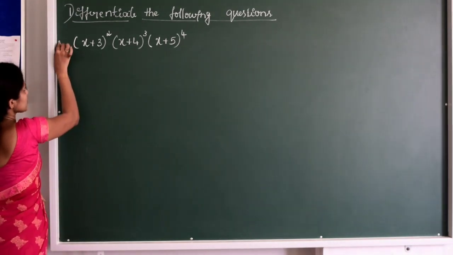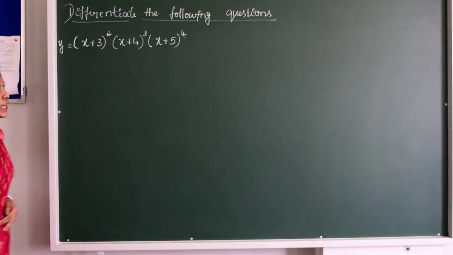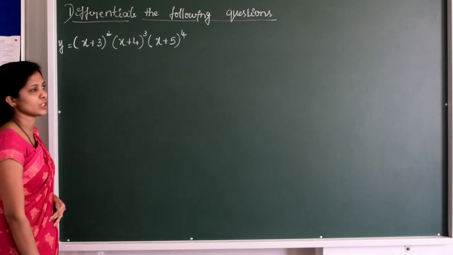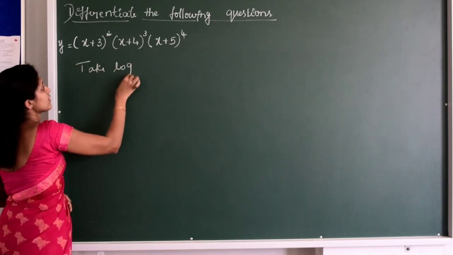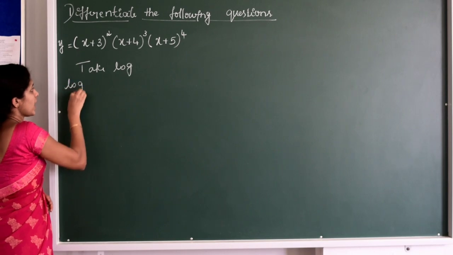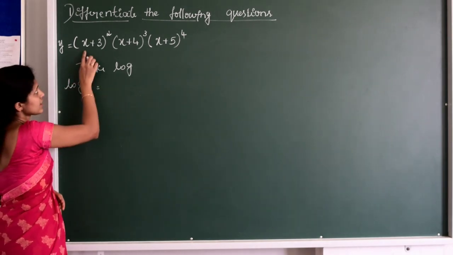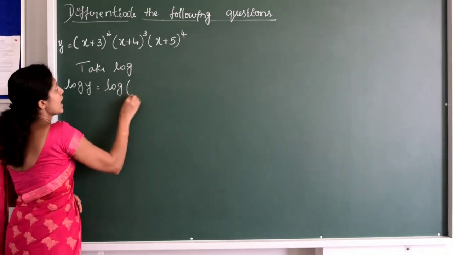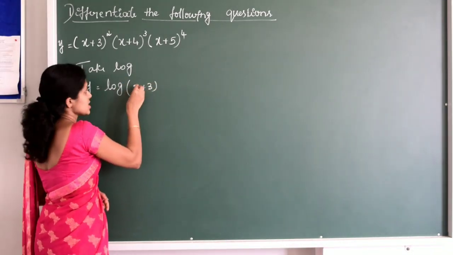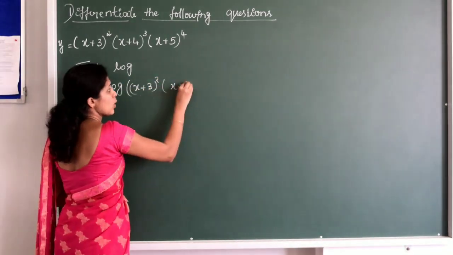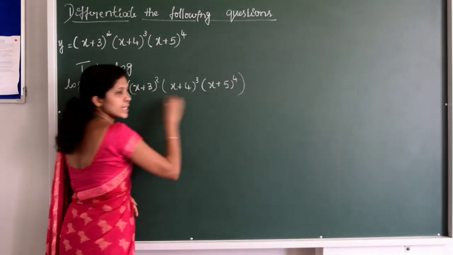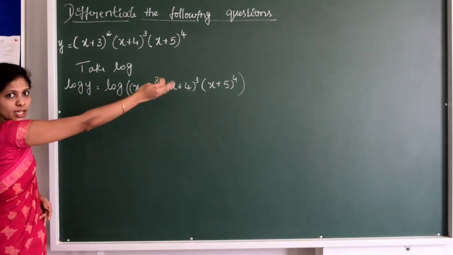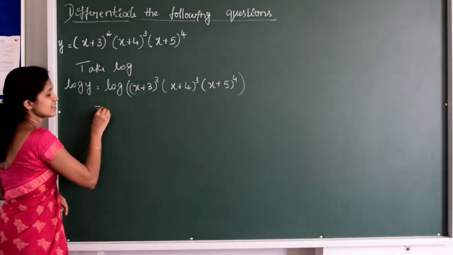Okay, first what you have to do is direct calculation here. y is equal to (x plus 3) whole square into (x plus 4) whole cube into (x plus 5) whole to the power 4. Now we will take log on both sides. By taking log, I can write this as log y is equal to, is it clear? Log of (x plus 3) whole square, (x plus 4) whole cube and (x plus 5) whole to the power 4, right? Here product is there, so log of m into n into something, you can write as a sum, log m plus log n.